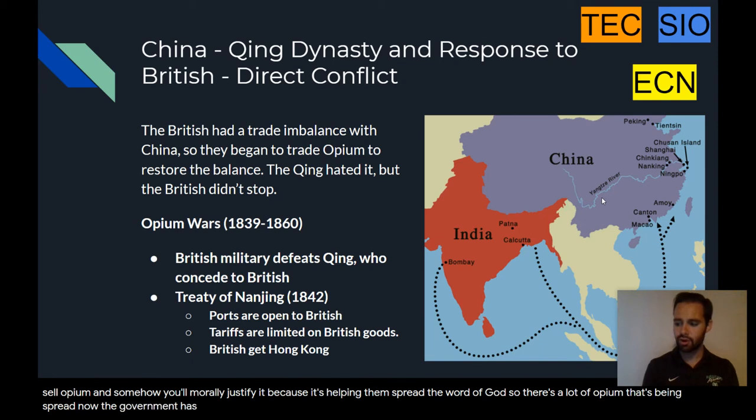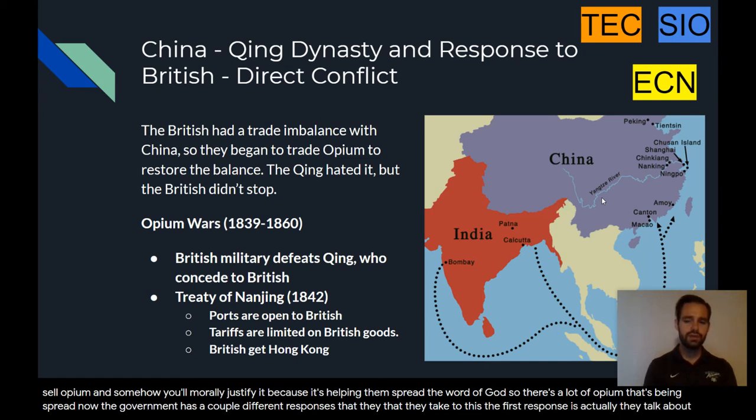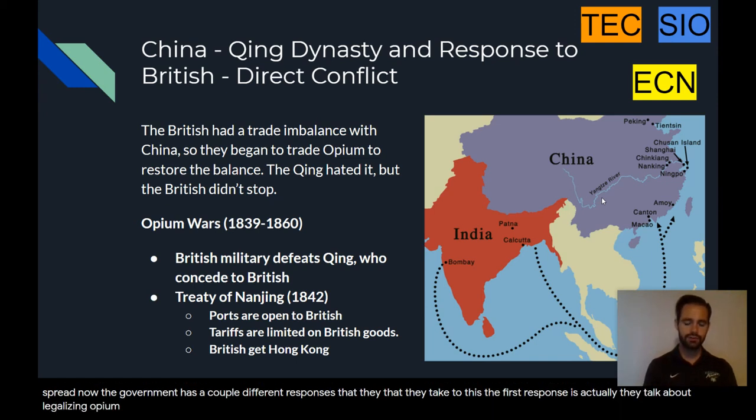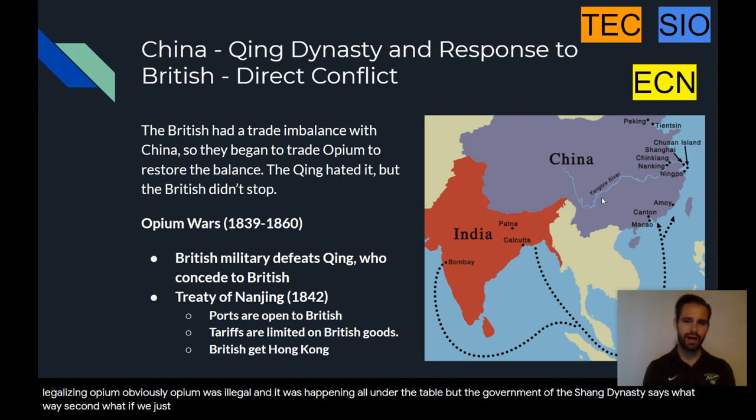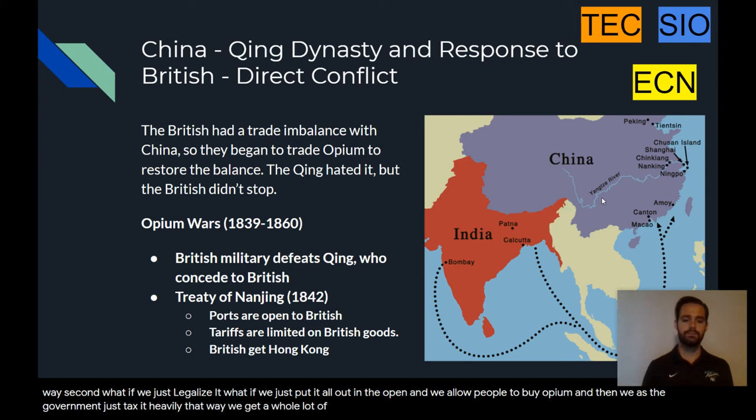Now the government has a couple different responses that they take to this. The first response is actually they talk about legalizing opium. Obviously, opium was illegal and was happening all under the table, but the government of the Qing dynasty says, wait a second, what if we just legalize it? What if we just put it all out in the open and we allow people to buy opium, and then we as the government just tax it heavily? That way we get a whole lot of money.